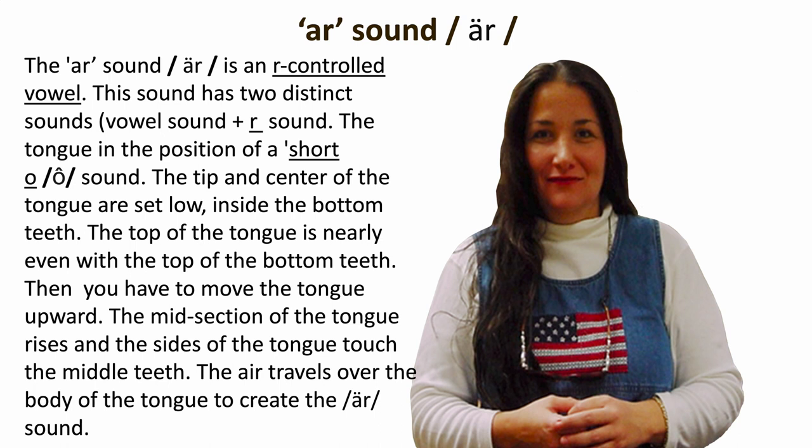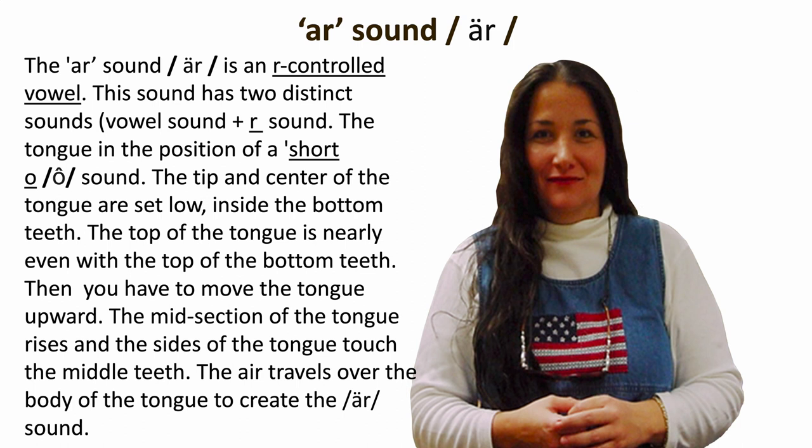The AR sound, R, is a controlled vowel. This sound has two distinct sounds, vowel sound plus R sound. The tongue is in the position of a short ah sound, the tip and center of the tongue set low inside the bottom teeth. The top of the tongue is nearly even with the top of the bottom teeth.